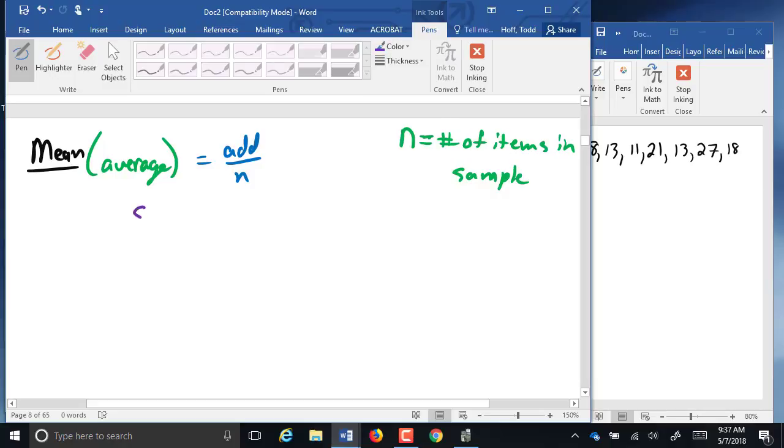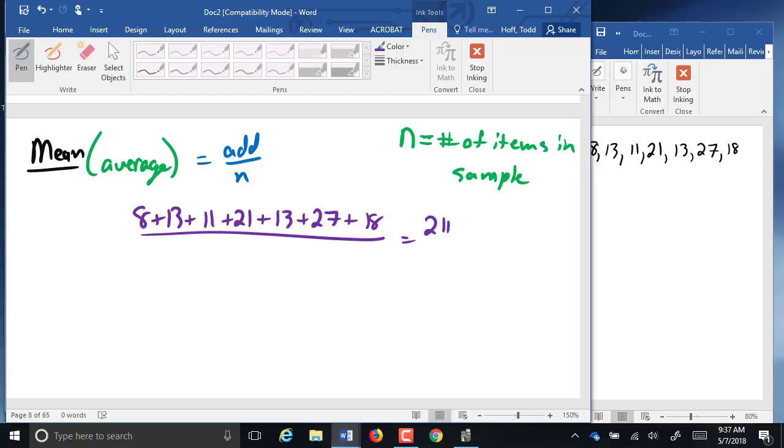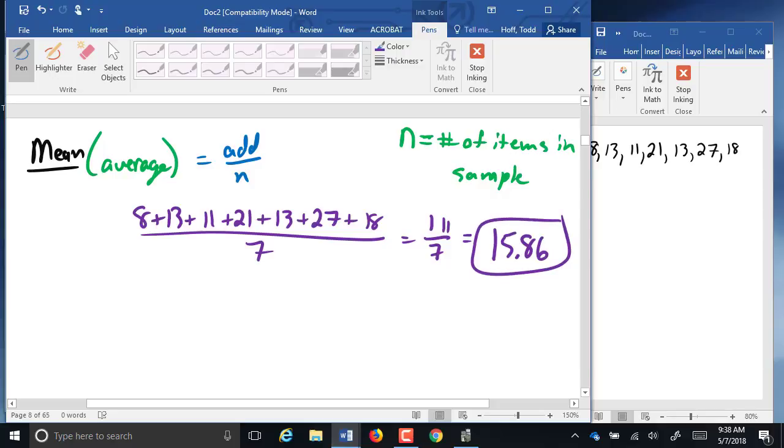So here I would do 8 plus 13 is 21, plus 11 is 32, plus 21 is 53, plus 13 is 66, plus 27 is 93, plus 18 is 111. Over how many are there? 1, 2, 3, 4, 5, 6, 7. Over 7. So 111 over 7. That divides to be 15.85714286 approximately. We're going to go 15.86. We're going to round that. That's the mean for that set of numbers. Big question on finding the mean.